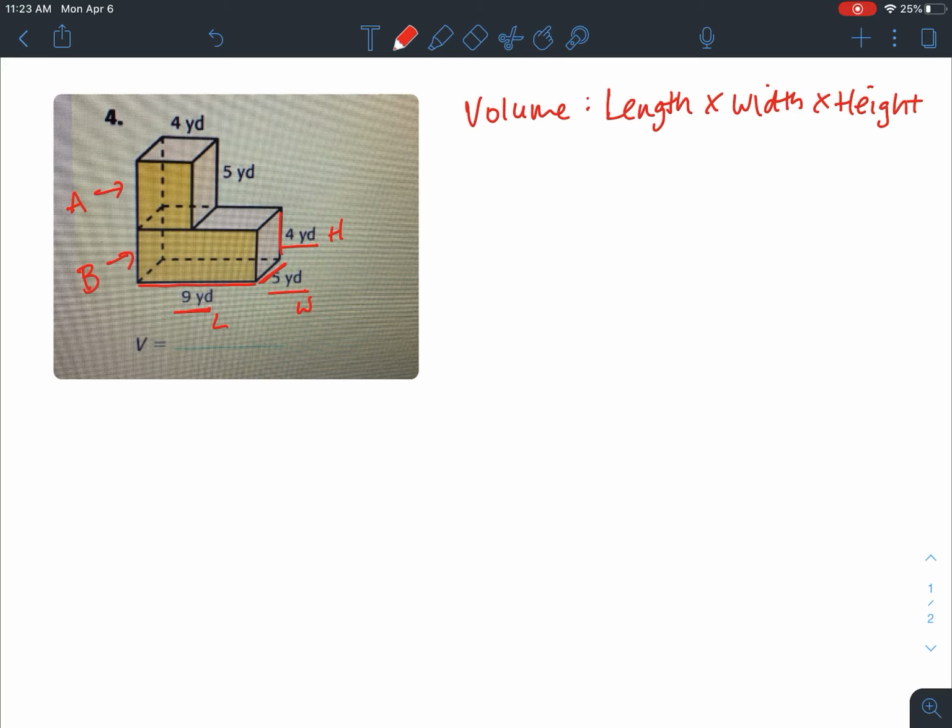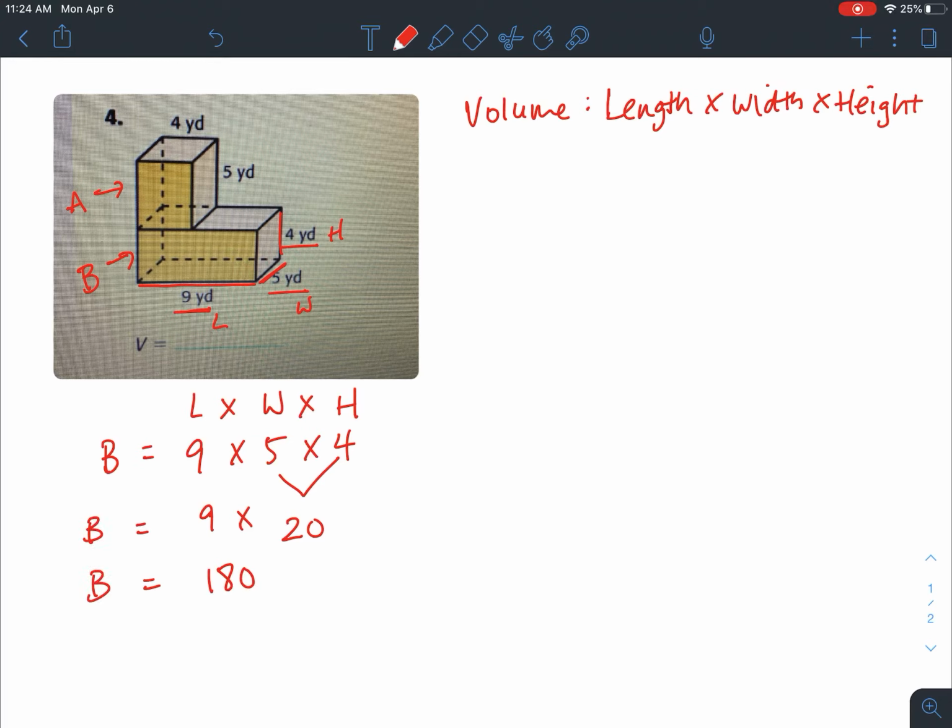So we have all of these different sides. So I can find the volume of prism B very easily. So then B would just be 9 times 5 times 4. Length times width times height. I already know that 5 times 4 is 20, and then times 9. 9 times 20 would give me 180. So that means that the volume of B would be 180.